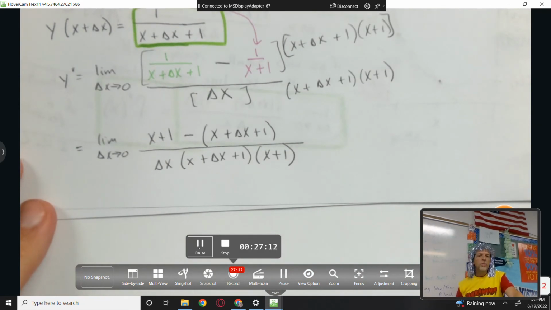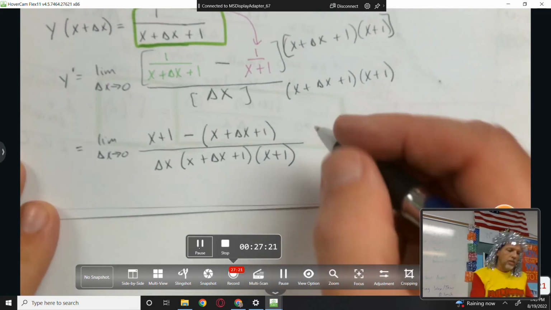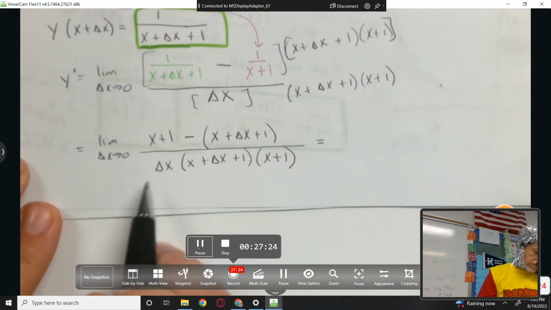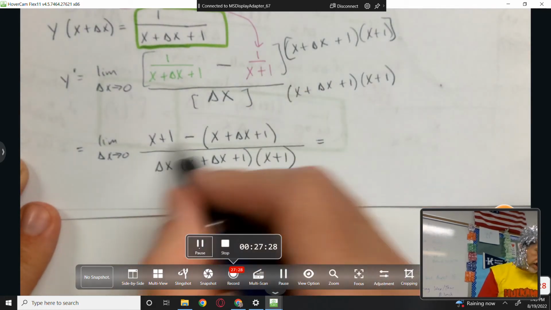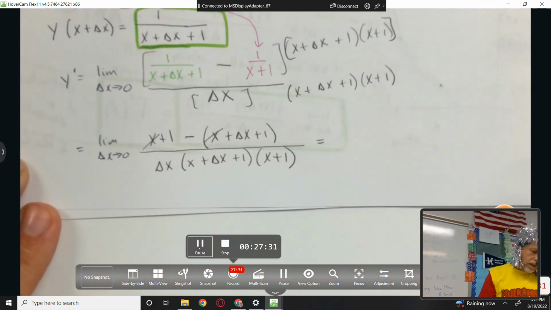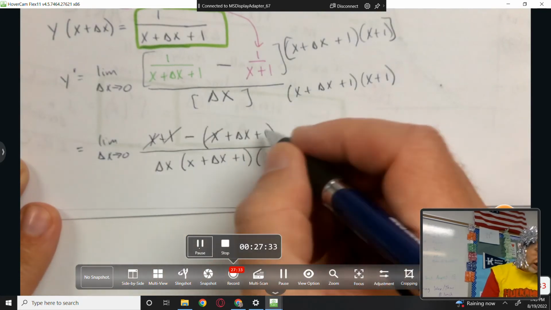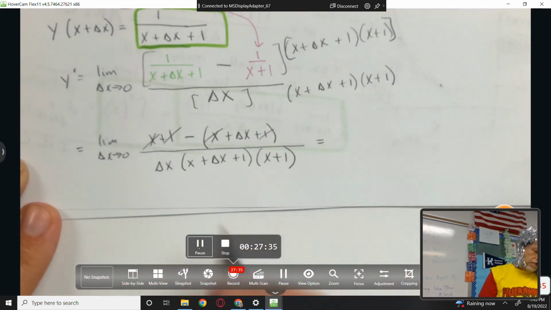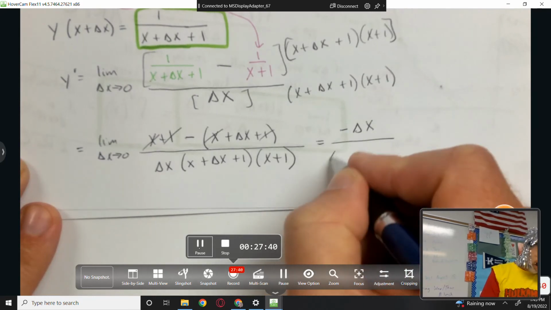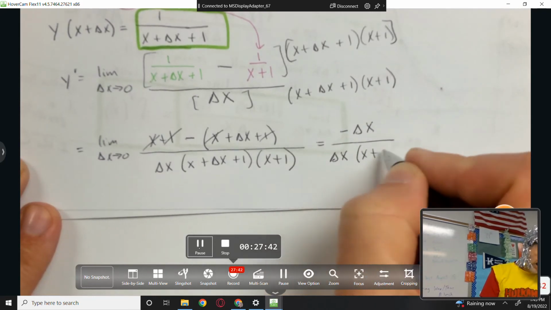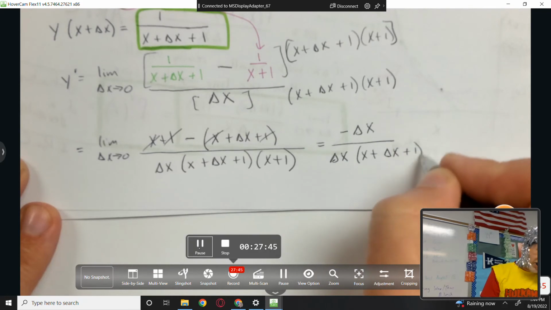And if someone cancels out the x plus 1's, I will throw something at you. That is not okay, algebra. We need to clean up the top and then see what will cancel. So let's see. Oh, we've got things going away again. So x minus x will go away. 1 minus 1 will go away. And be careful, that minus sign is still there. So negative delta x over our monstrosity of a denominator down there.